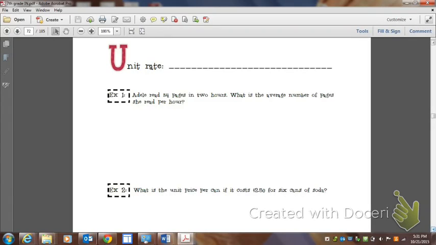Okay, today we're going to find unit rates. So a unit rate is a comparison to one. So we're comparing something, a quantity, to one.